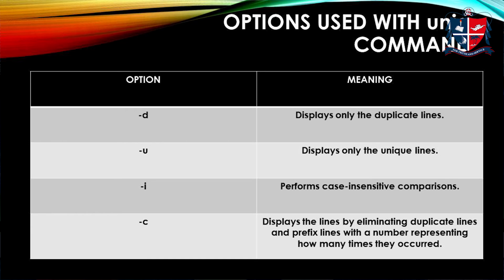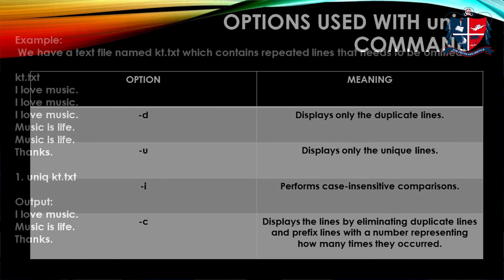So the last one is -c. -c will be displaying the lines by eliminating the duplicate lines, and will be prefixing the lines with a number which will represent how many times those lines have occurred in that particular file. So these all are the options that can be used with uniq. And now we'll see these options with the help of examples.